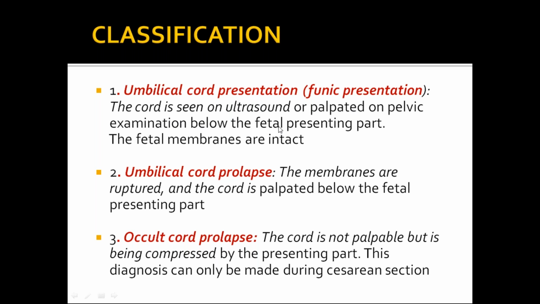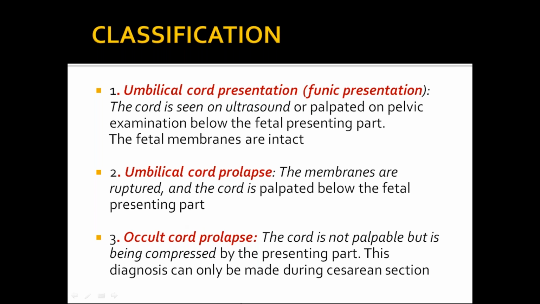Umbilical cord presentation: the cord is seen on the ultrasound and palpated on pelvic examination also. Because it has come just below the fetal presenting part, we can palpate it through vaginal examination. Not only that, we can diagnose by ultrasound also. Umbilical cord prolapse proper: here the membranes are ruptured and the cord is palpated below the presenting part.